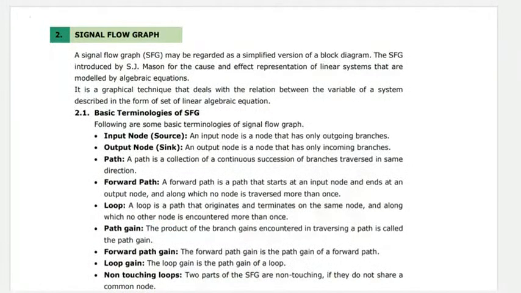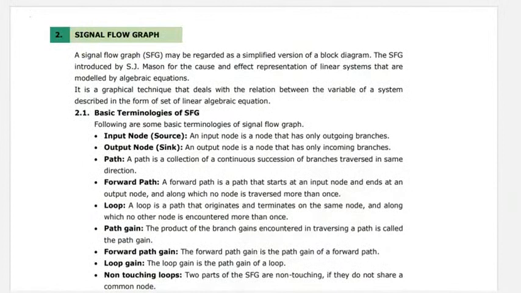Now, for every branch there will be a gain. When you multiply the gains encountered in traversing a path, then it is called the path gain. Now coming to the forward path gain: when you multiply the path gains in the forward path, you will get the forward path gain. Similarly, loop gain is something similar to the path gain, where you multiply the gains in the loop branches to get the loop gain.